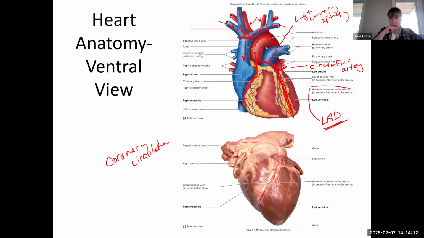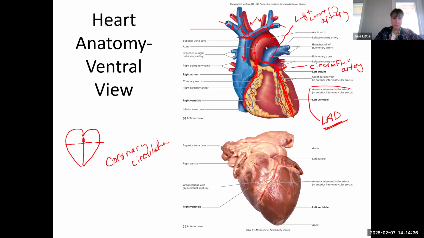We've done our 4 chambers on this picture. We've done the great vessels, leaving and coming. This is the front of the heart. Now, this is the only place you're going to see this. Remember on the last slide where I said in the interatrial septum, right here, there's a hole called the foramen ovale.